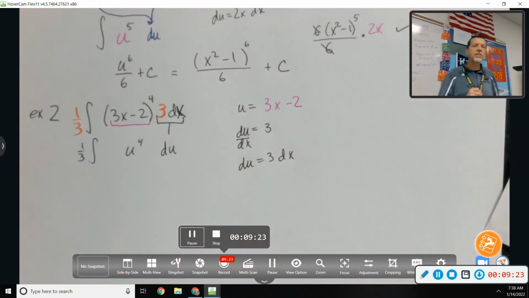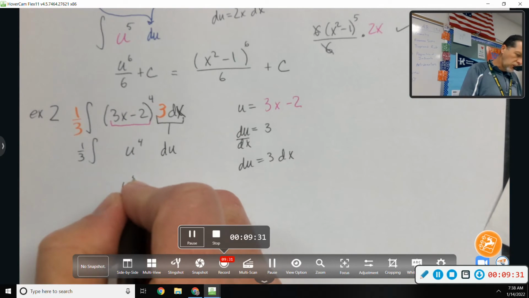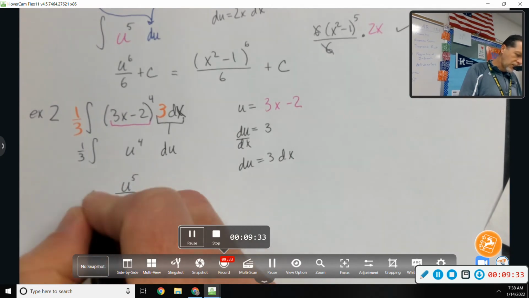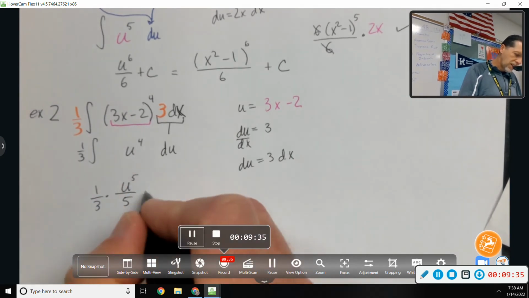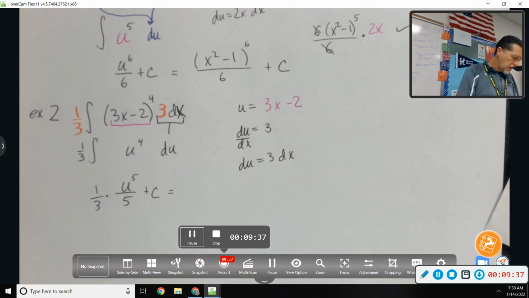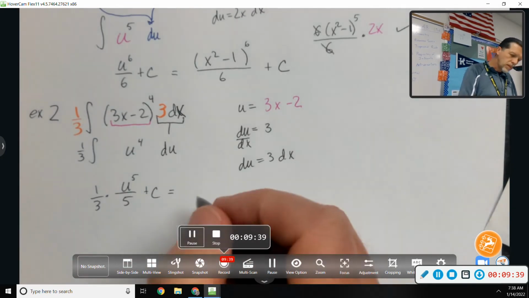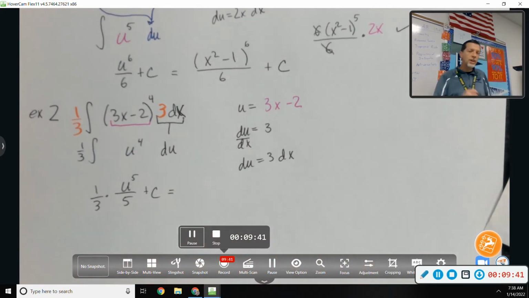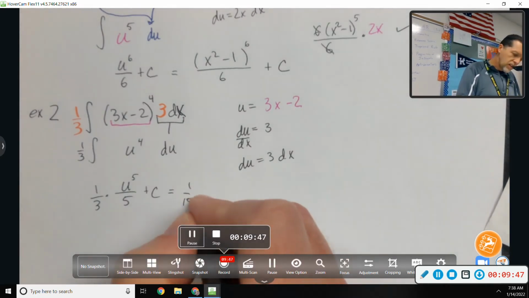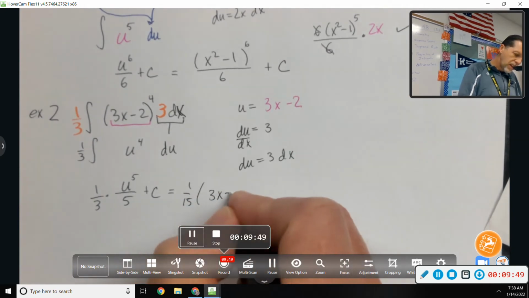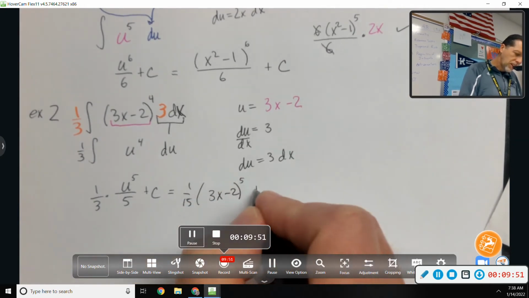Well, now it's an easy problem. That's the point of u substitution. Once you figure out the puzzle, you end up with an easy problem to work. So u to the fifth over 5 is still a 1/3 out front. Again, we introduced the u, so we don't really want u as part of the answer. We want our answer in terms of x. So 1/15, 3x minus 2 to the fifth, plus c.